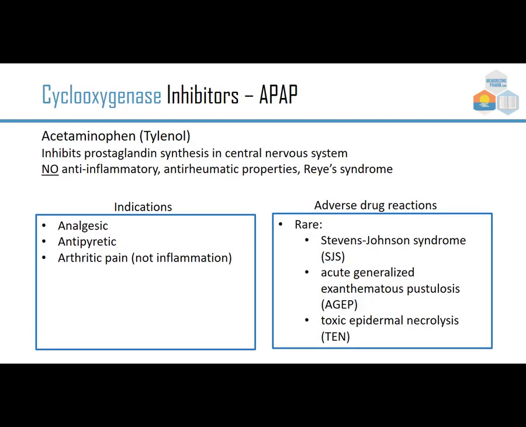Acetaminophen, or APAP, which is N-acetyl-para-aminophenol, inhibits prostaglandin synthesis in the central nervous system. It doesn't have anti-inflammatory, anti-rheumatic properties, and we don't have to worry about Reye's syndrome. We can use it for analgesia, antipyretic, or fever, or arthritic pain without inflammation, but it doesn't help with inflammation. Adverse drug reactions are rare, but we can get Stevens-Johnson syndrome, acute generalized exanthematous pustulosis, and toxic epidermal necrolysis.